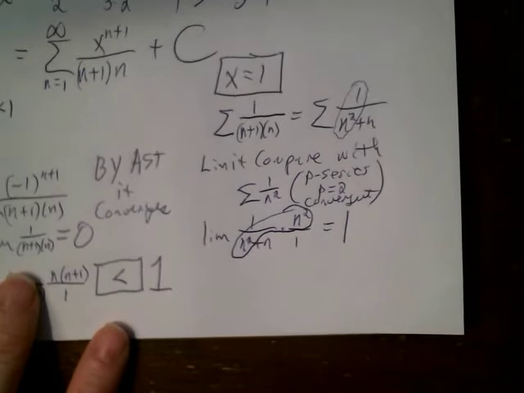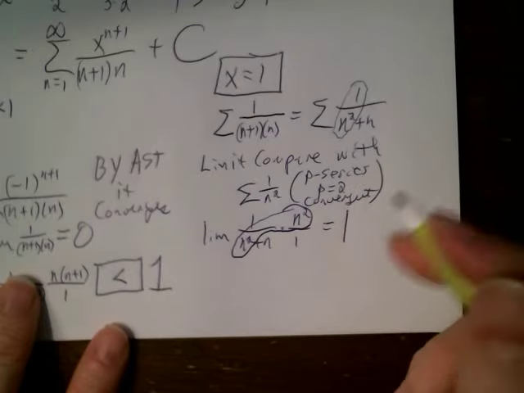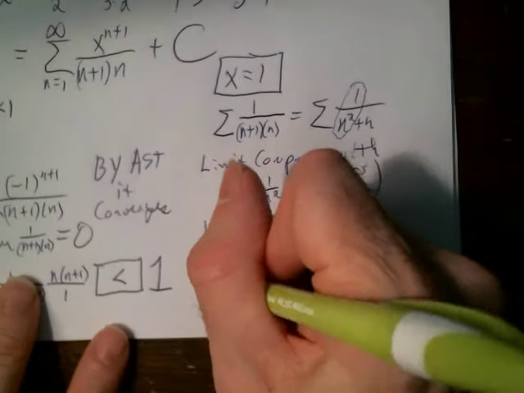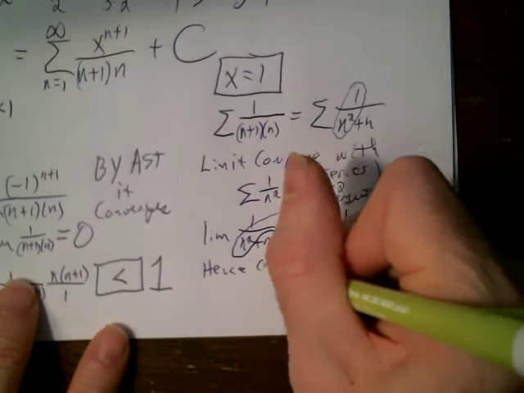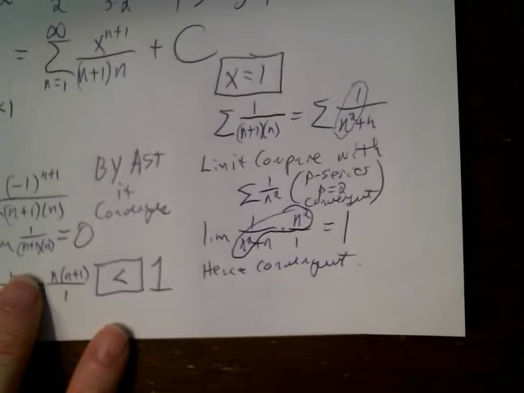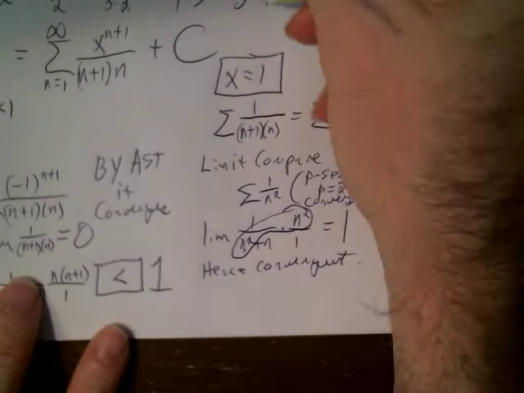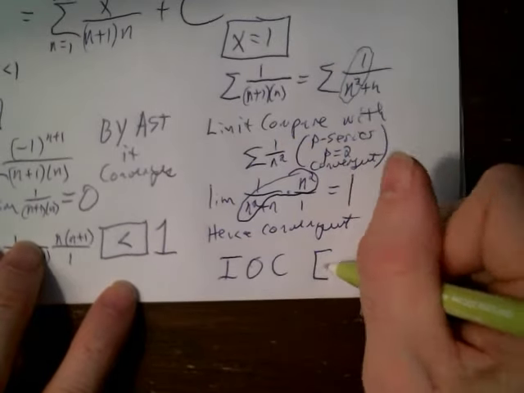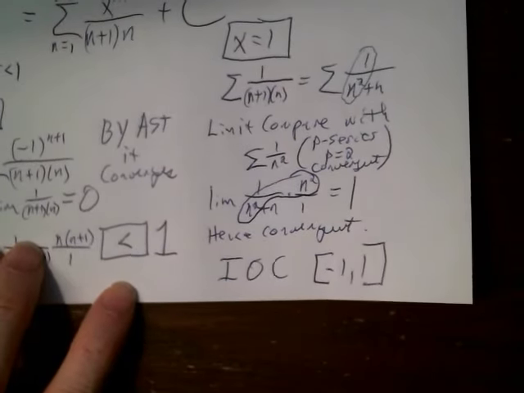So they both have the same behavior by the limit comparison test. In other words, both are convergent. Hence, the original series converges. So at the end of the day, for the integral, our interval of convergence, our IOC, is -1 to 1.